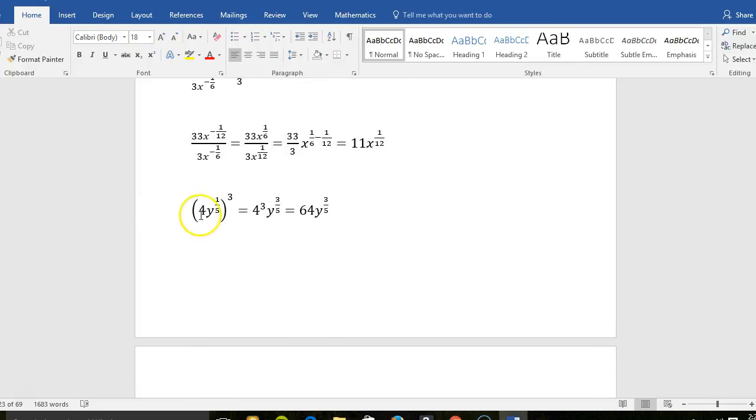And now let's look at this one. Now this time we're cubing everybody. So this times that, parentheses cubed, is this cubed times that cubed. We cube the 4, and we cube the y to the 1/5 power. So we get 4 cubed. And now remember, by the law of exponents, you multiply this 1/5 by 3. 1/5 times 3 is 3/5. So it's y to the 3/5. Now, 4 cubed is 64. And then we have the same old y to the 3/5. It's not going anywhere. So our final simplified result is 64y to the 3/5.